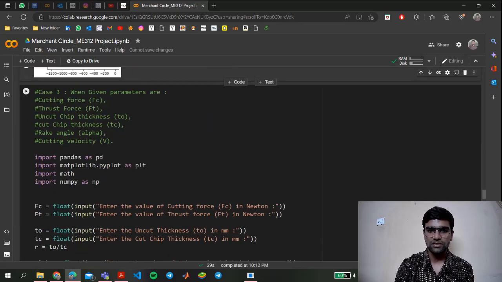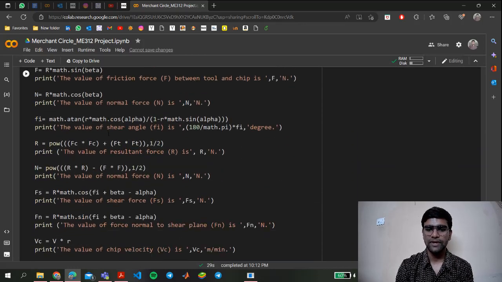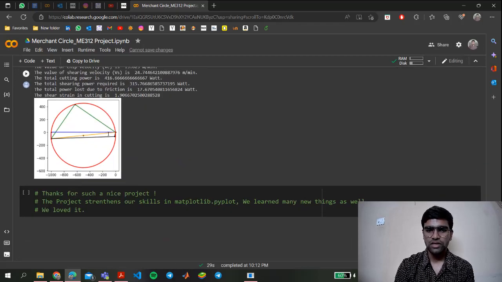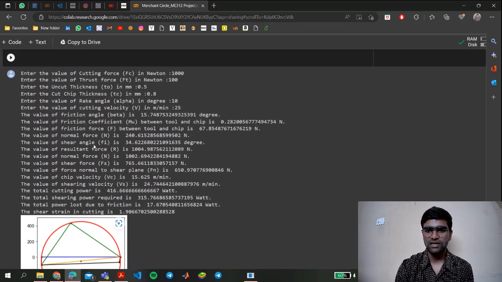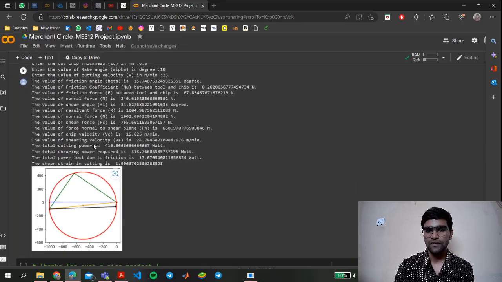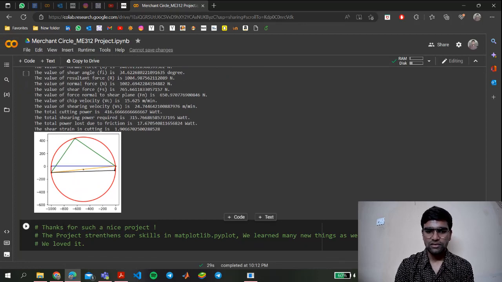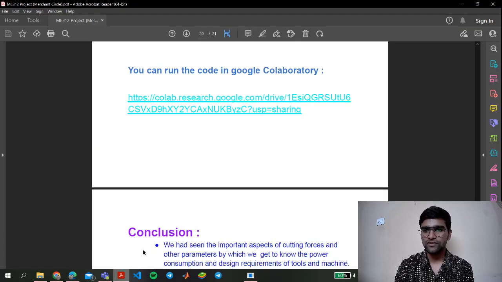In case 3, we have taken cutting force, thrust force, alpha, and the cutting velocity. Here we have not taken shear angle, the shear plane angle, as our input parameter. It also gives a different merchant circle. Like all cases, it is nice, and that's all in coding. Let's move to our slides.